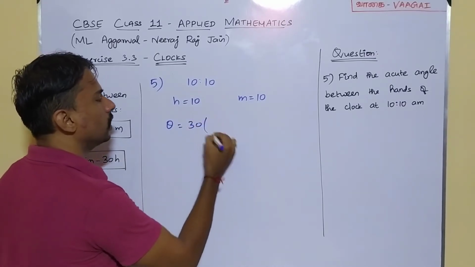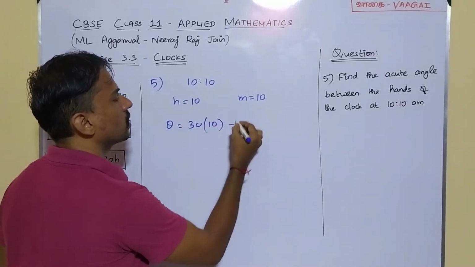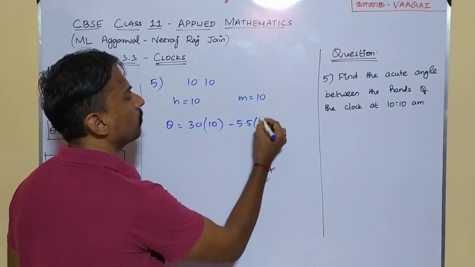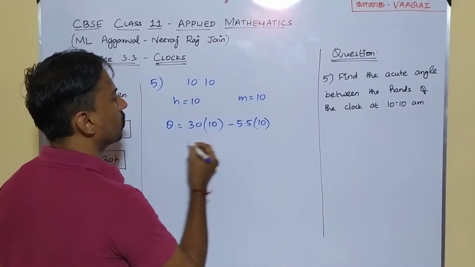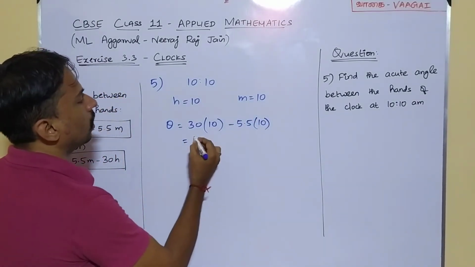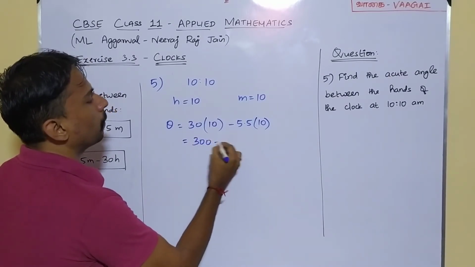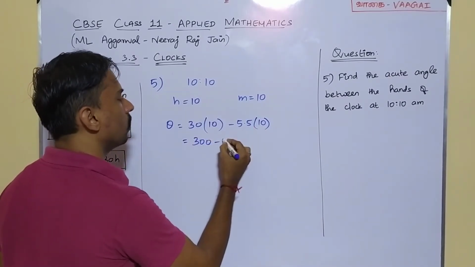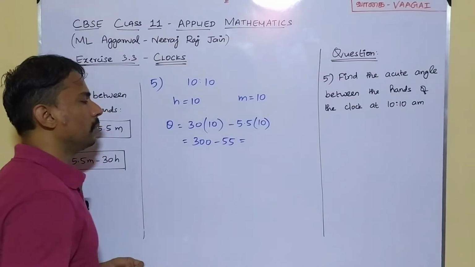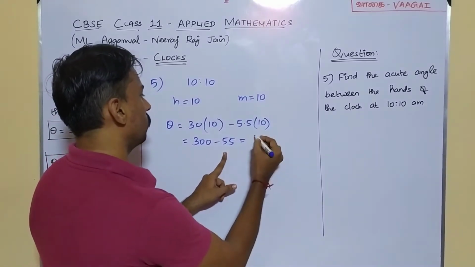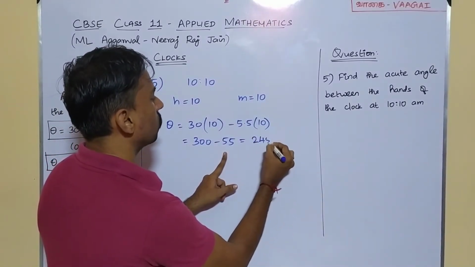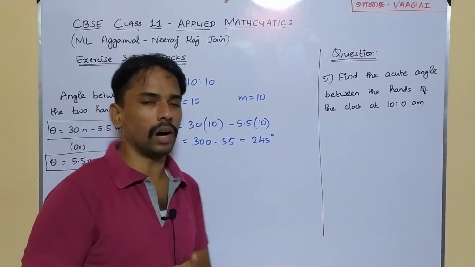So that means 30 into h, which is 10, minus 5.5 into m. M will be 10. So this will give you the answer as 300 minus 5.5 into 10, which is 55. So the answer will be 300 minus 55, which is 245 degrees. This is going to be the answer.